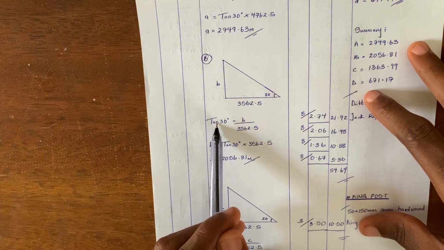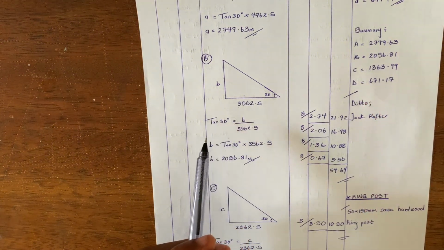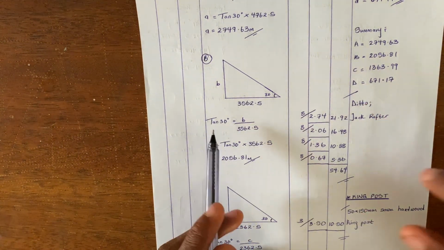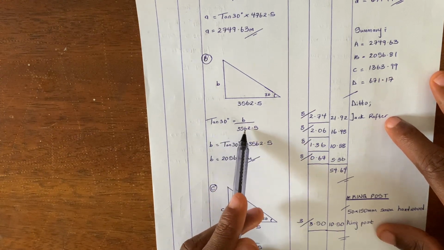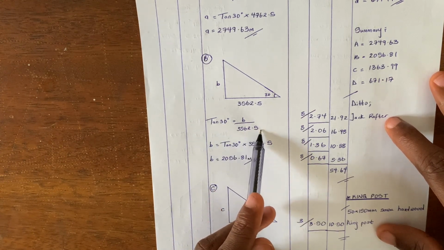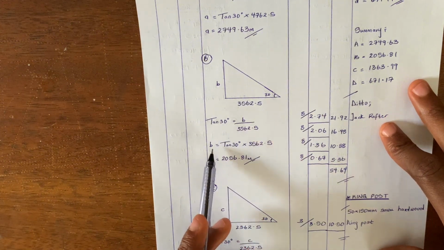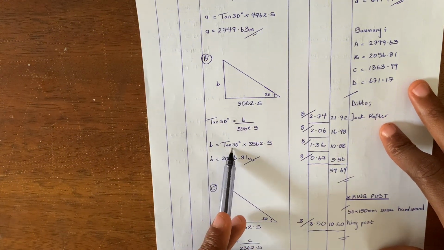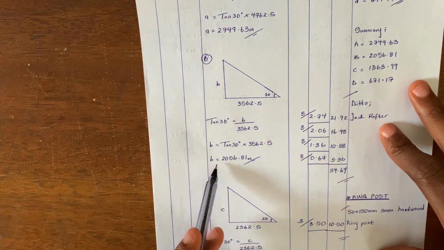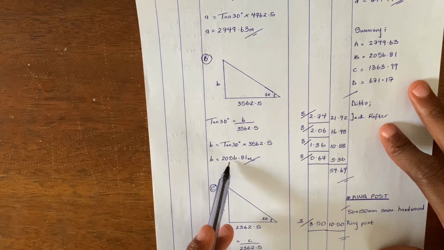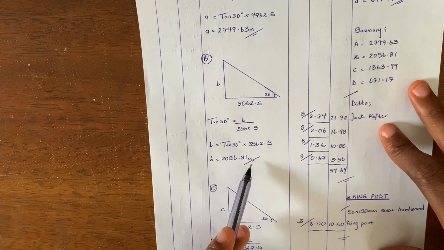So in order to find B, we'll be using tan is equal to opposite over adjacent. So tan 30 is equal to B all over 3,562.5. Cross multiply. B is equal to tan 30 degrees times 3,562.5, which will give us 2,056.81 meters.